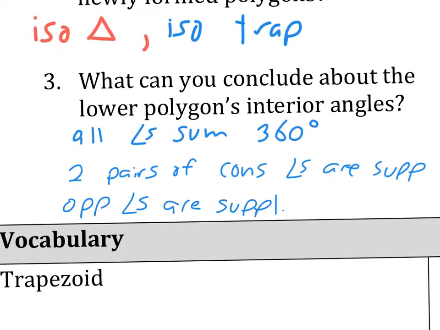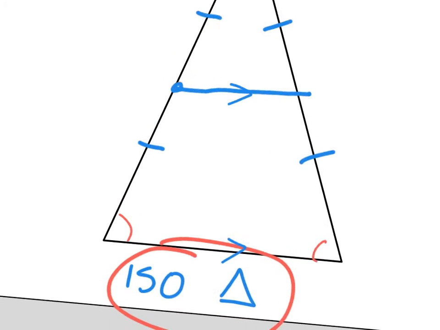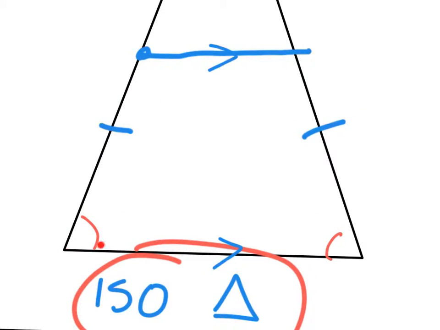Good. And there's one more that we could probably see. If we consider the entire shape, the isosceles triangle, we know that these angles down here have to be congruent in the triangle. Well, if we cut the top of the triangle off, that doesn't change the fact that these are still congruent. And if these are congruent, then these have to be congruent up here because of supplementary angles.